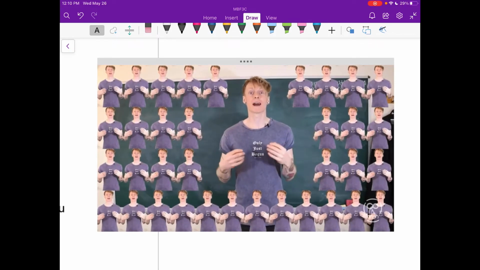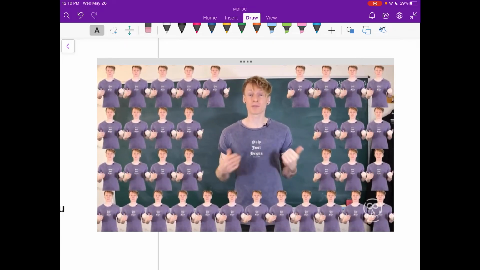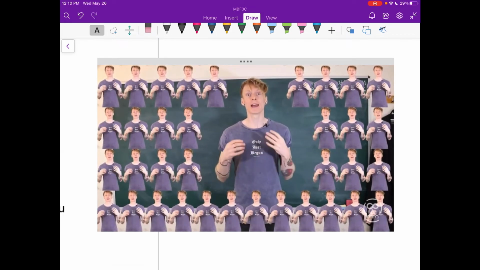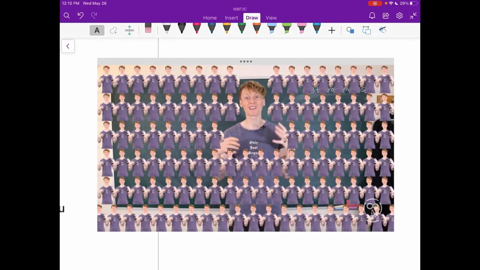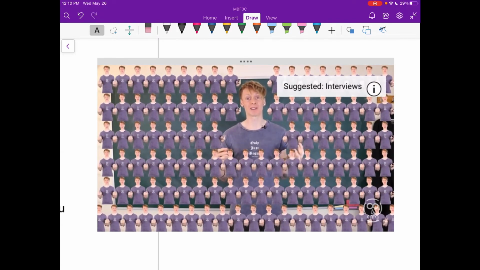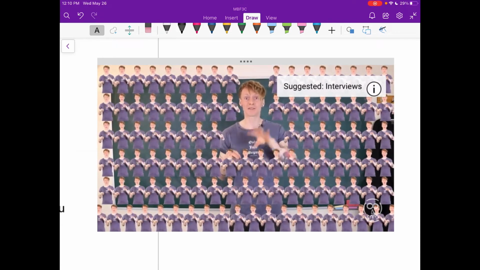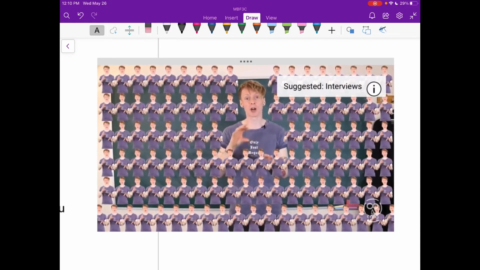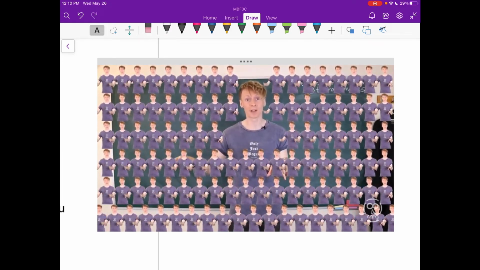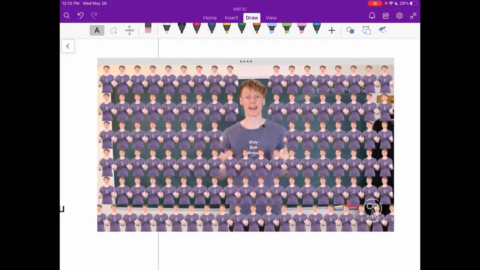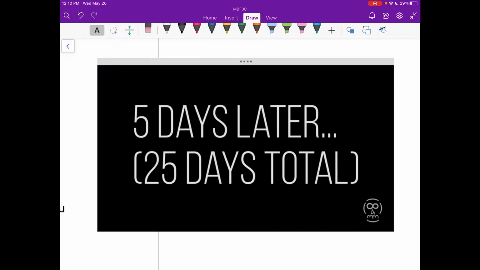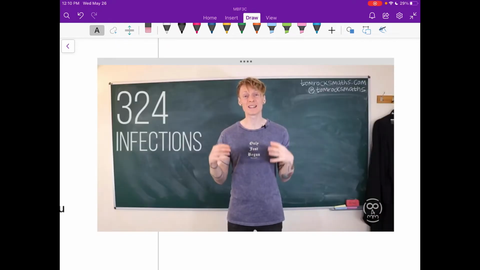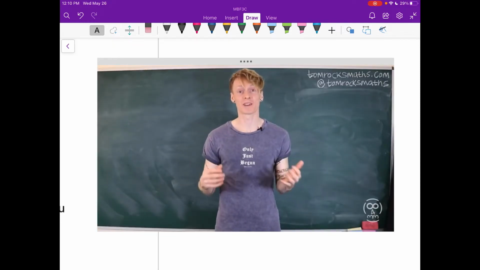36 people are now ill. We've got the 9 from 5 days previous, plus 27 new infections. It's getting pretty crowded. 108 people now have the virus. The 27 people who were infected 5 days earlier have each gone on to infect another 3 people, giving 81 new cases. It's fair to say that things are now definitely getting serious. 324 people now have the virus, which is far too many for me to fit on screen.